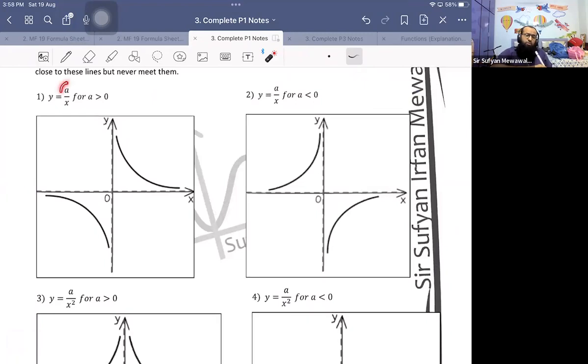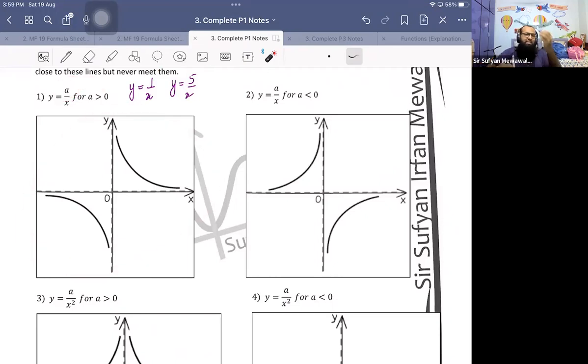If there is a constant in the numerator and that constant is positive, let's take an example: 1 upon x, or y equals 5 upon x. No matter which value a takes, it doesn't matter whether it takes 1, 5, or 500. If a is a positive constant, the shape will be like this.